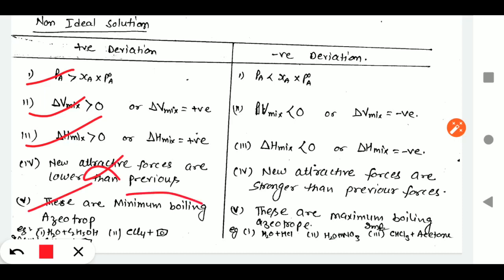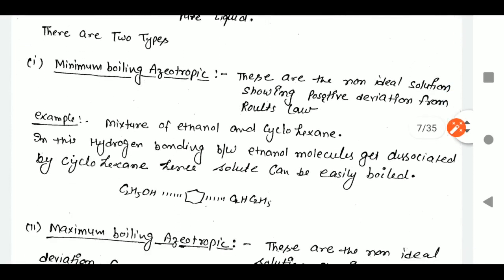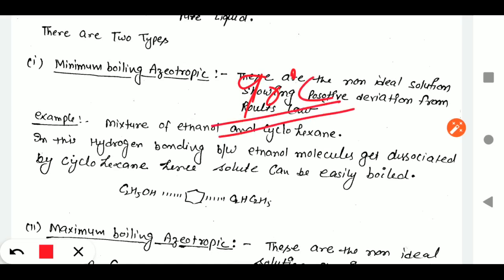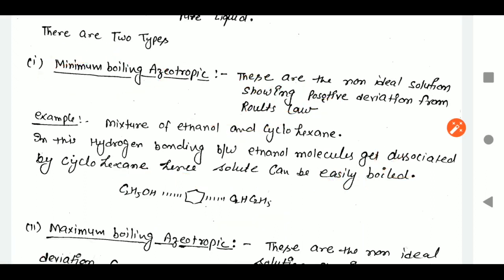And here I had written minimum boiling azeotrope. So we are talking about minimum boiling azeotrope, which means it will boil at a lower temperature than the normal boiling point. Suppose I am saying the boiling point of alcohol is 90 degrees Celsius. But when I introduce cyclohexane to it, then it will boil at 80 degrees Celsius. So its boiling point has reduced. That's why it is called a minimum boiling azeotrope. And why did the boiling point decrease? Because cyclohexane broke the hydrogen bonding that was there.